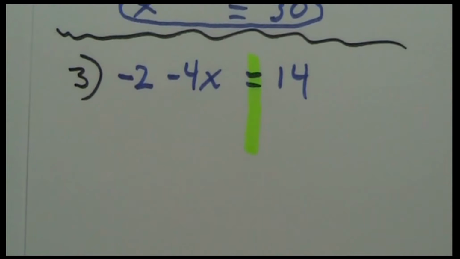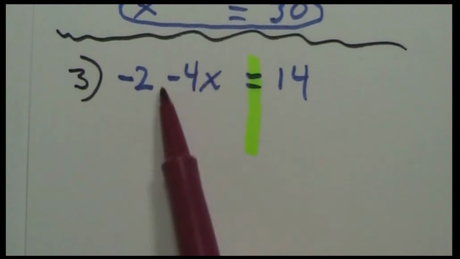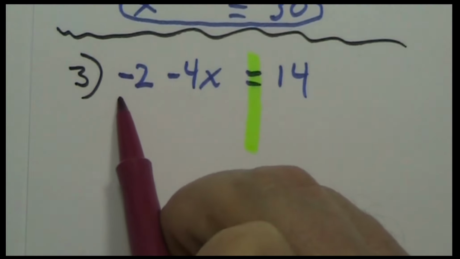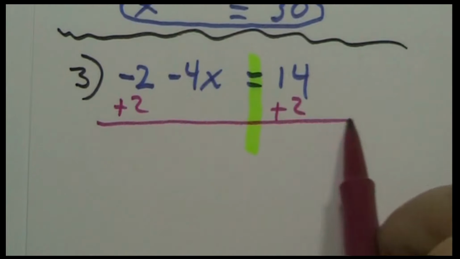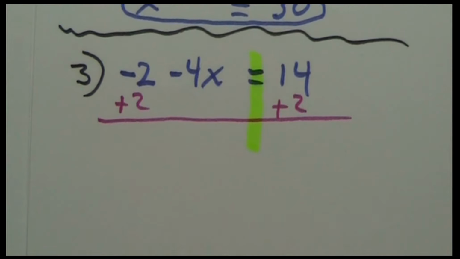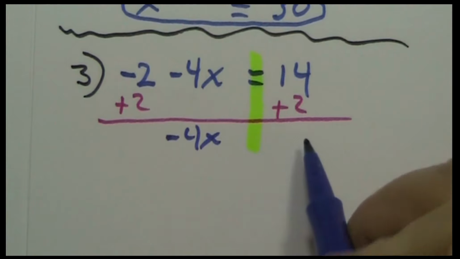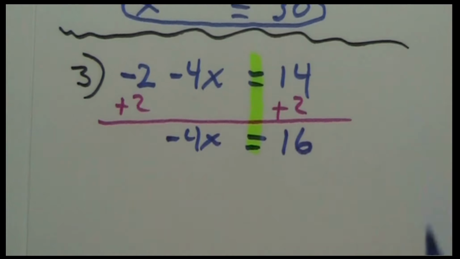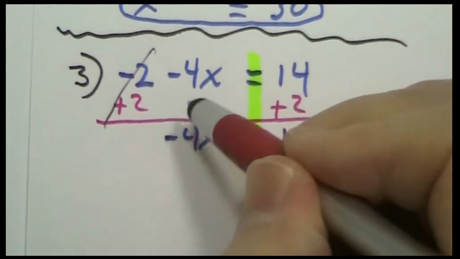Okay, this one looks slightly different. We need to get rid of the constant. So on this side here, to get the letter by itself, get rid of the constant. This is the coefficient, and this -2 is the constant. So I will add 2 to both sides. That leaves me with -4x over here, and on the right side, 14 and 2 is 16. You can see that these two will cancel. They'll make 0.